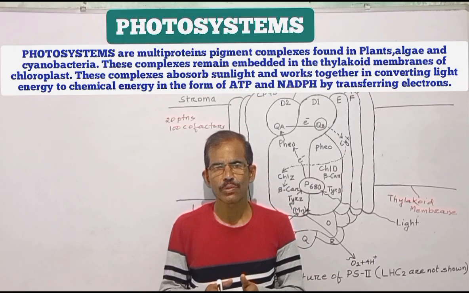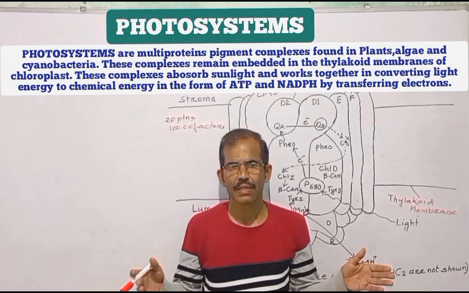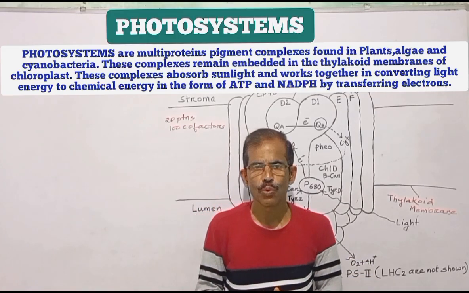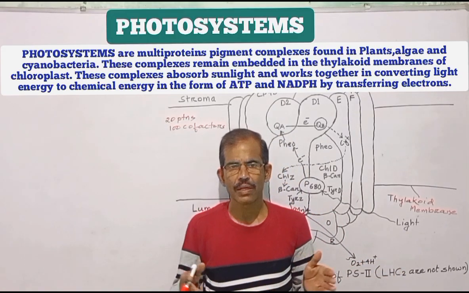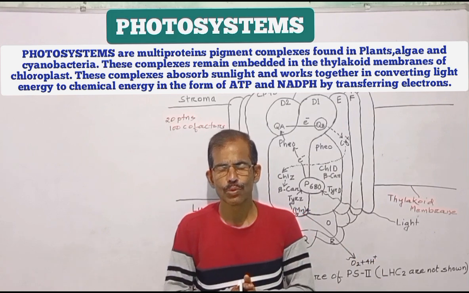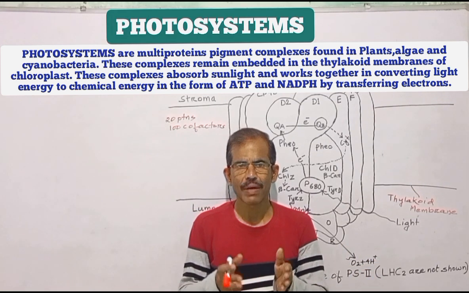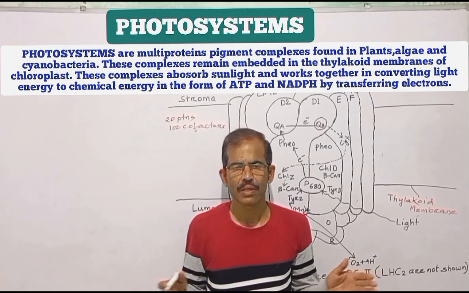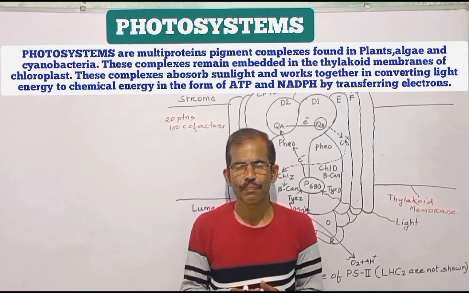Photosystem 1, also known as PS1, best absorbs light at a wavelength of 700 nanometer, which is the far red part of the spectrum. On the other hand, photosystem 2, known as PS2, absorbs light maximally at a wavelength of 680 nanometer, which is the red-orange part of the spectrum.